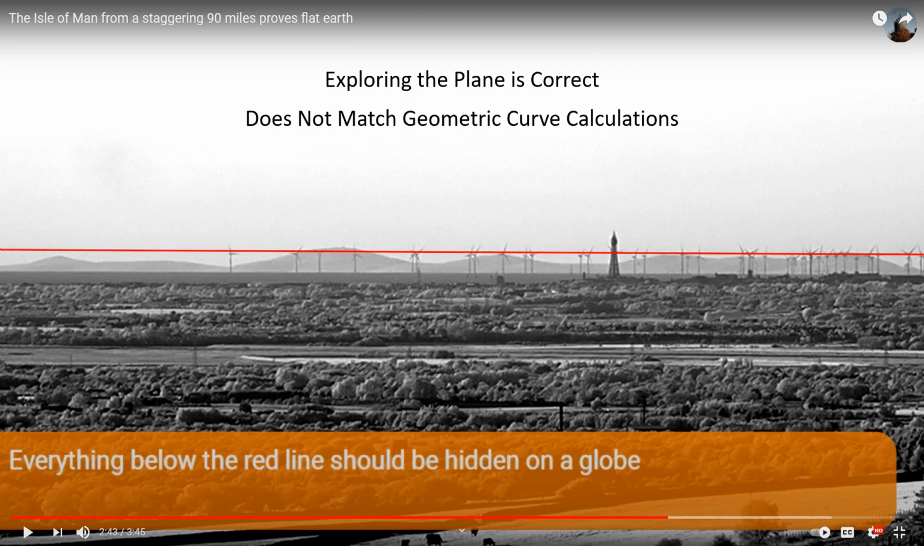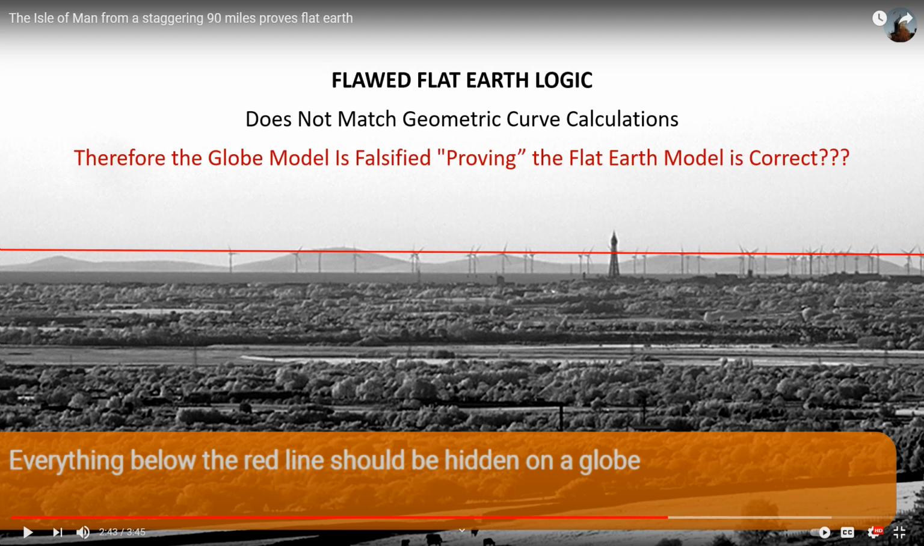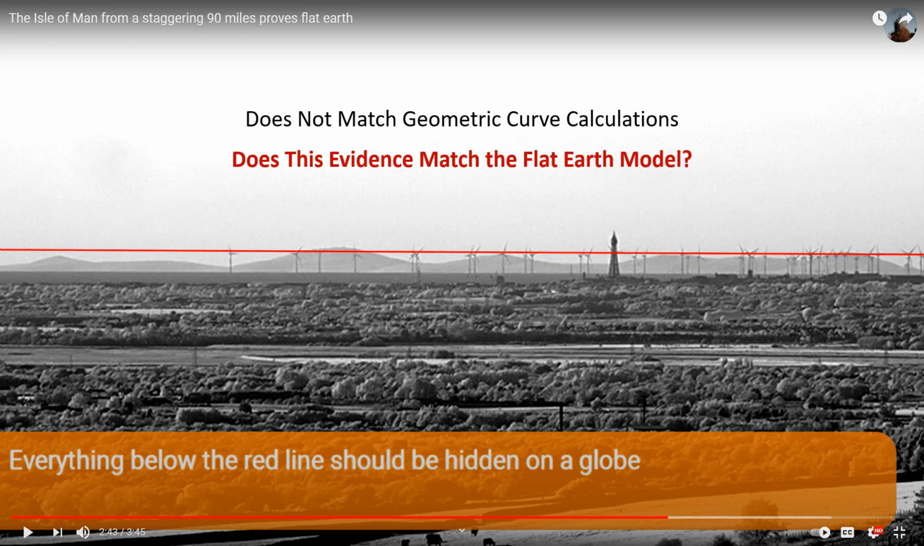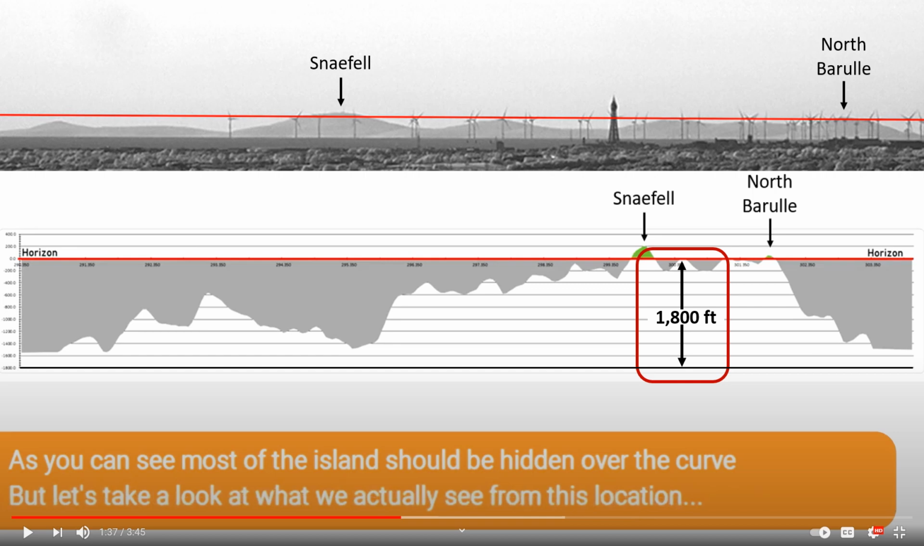And this should not be surprising because this matches the data supplied by Exploring the Plane. First, Exploring the Plane is correct. This observation does not match geometric curve calculations, and everything below the red line should be hidden on a globe. But this is flawed flat Earth logic because falsifying the globe does not prove that the flat Earth model is correct. Because where is this evidence that this observation matches the flat Earth model? In fact, the data he supplied in the graphics show quite the opposite.